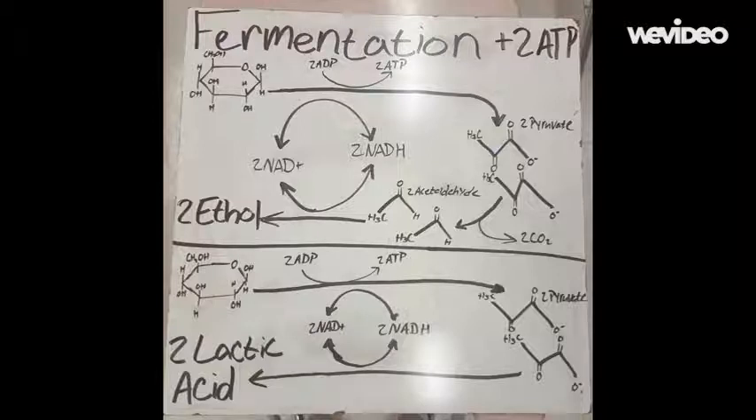After the glucose molecule has been broken down into 2 pyruvate in alcohol fermentation, it is then oxidized into 2 ethyl alcohols. However, in lactic acid fermentation, the 2 pyruvates become 2 lactic acid molecules. In both forms of fermentation, one glucose molecule will yield 2 ATPs.